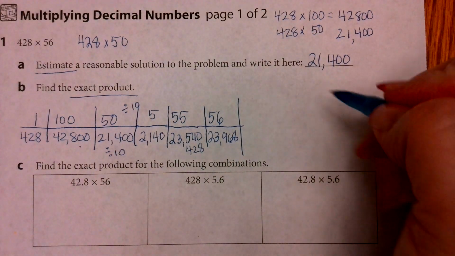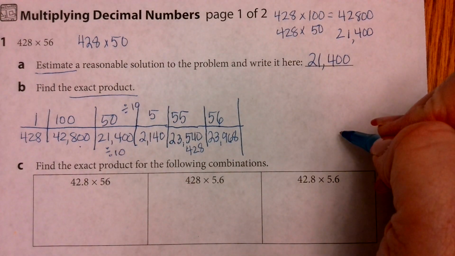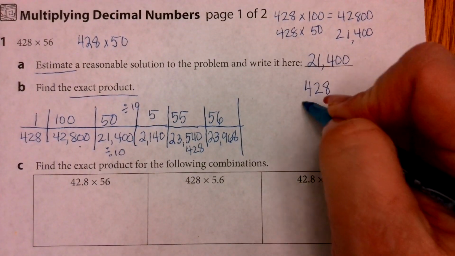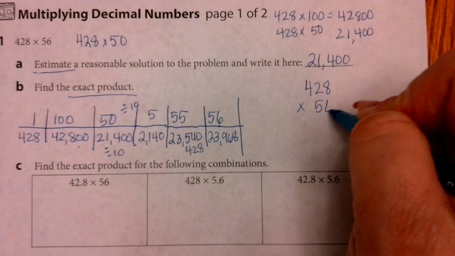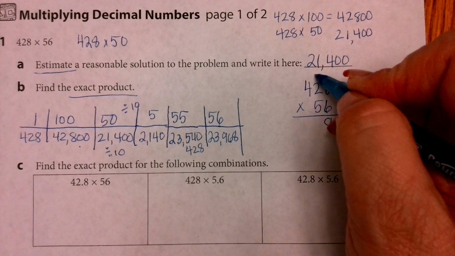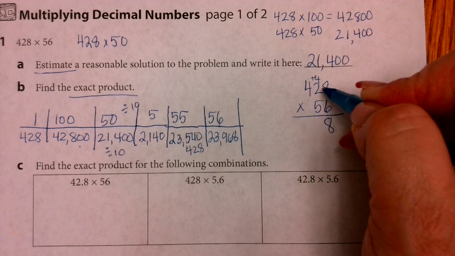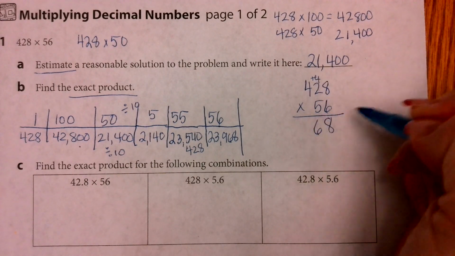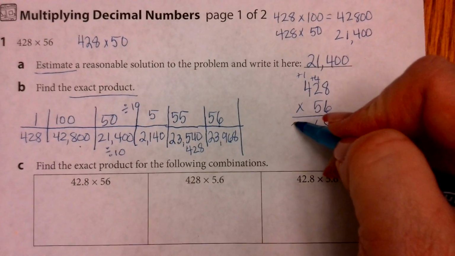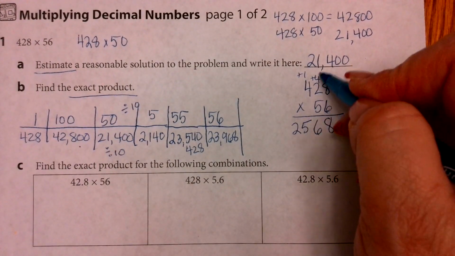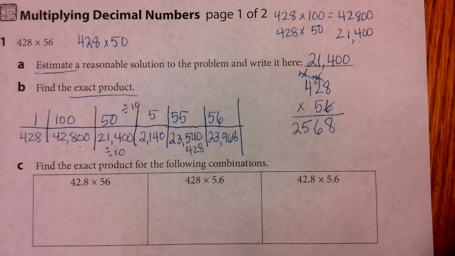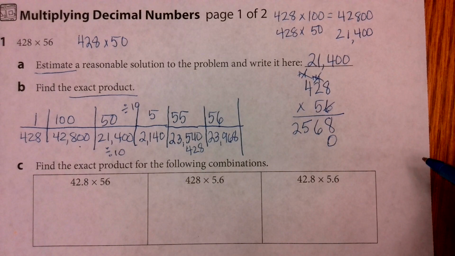So the other way we could do it is if we wanted to do the standard algorithm. So you can take 428 times 56, and 8 times 6 is 48. Carry our 4. 6 times 2 is 12, plus 4 is 16. Carry our 1. 6 times 4 is 24, plus 1 is 25. We've used both of those. We're going to mark all of those off because we're done with them. And we're going to drop our 0 right there.